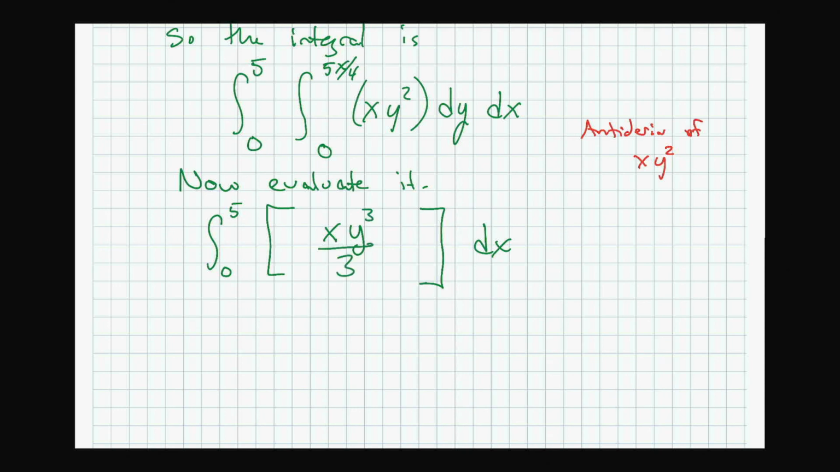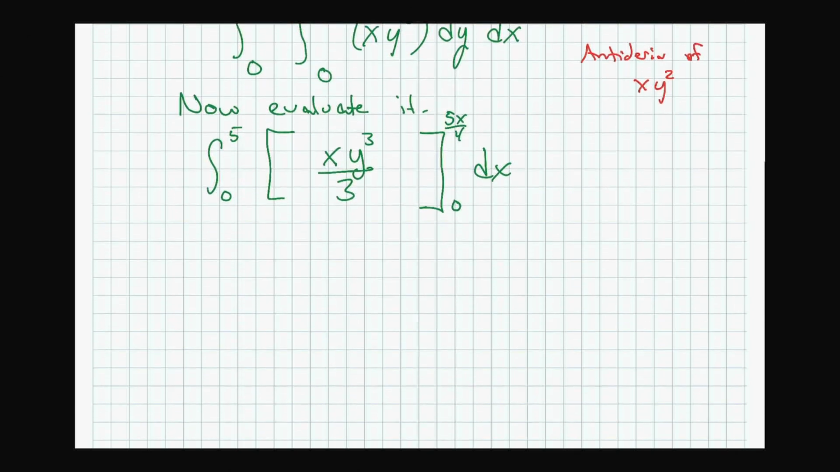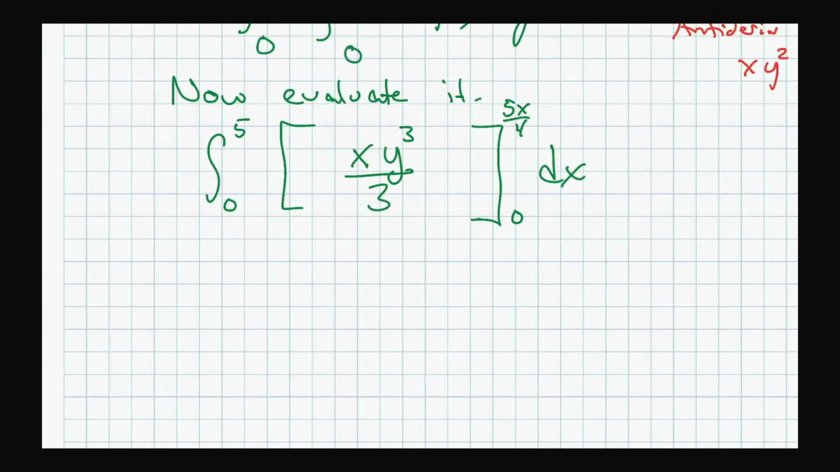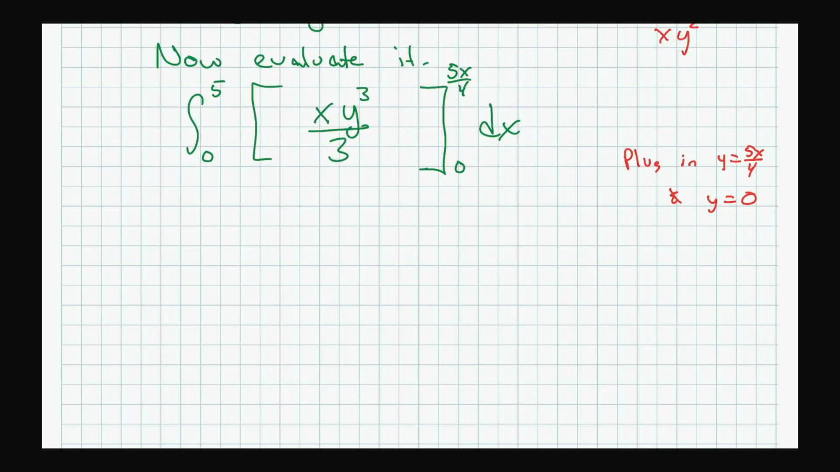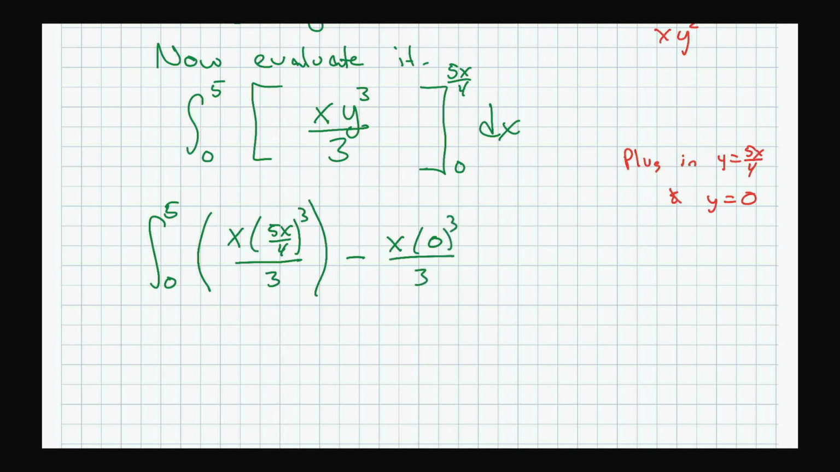Okay? Now your limits of integration are 0 and 5x over 4. So you have actual functions to plug in for the y, right? So we have our limits there. Now we plug in our limits and subtract. Plug in y equals 5x over 4 and y equals 0 and subtract. So we get the integral from 0 to 5, and then here we got x times (5x over 4) to the 3 over 3, minus x times 0 to the 3 over 3.